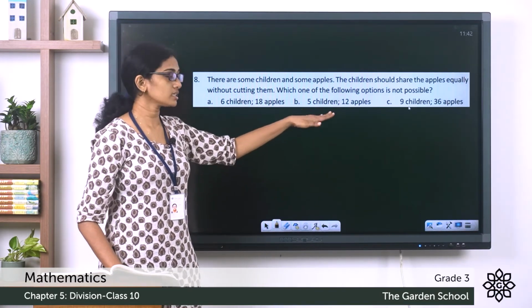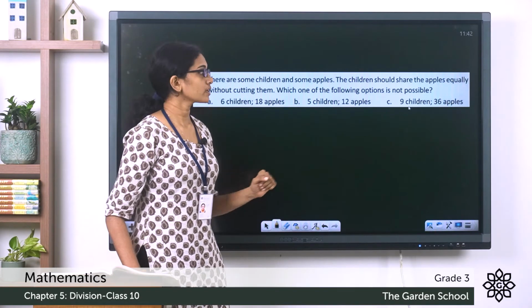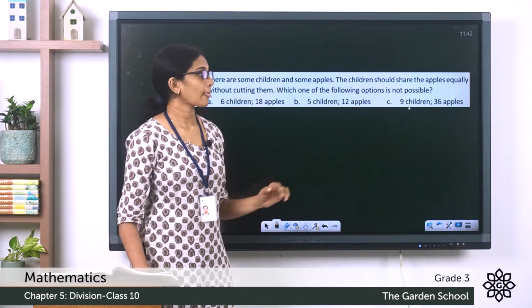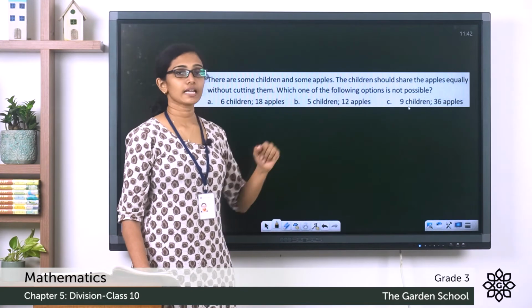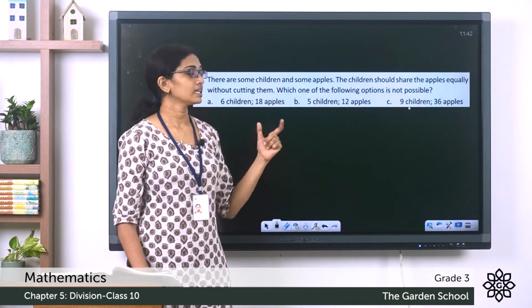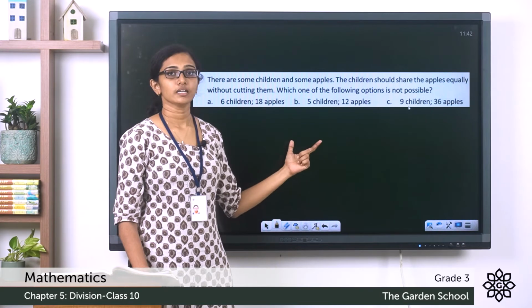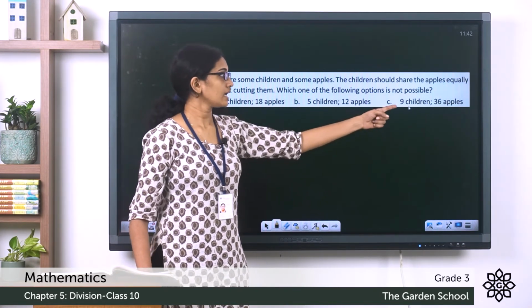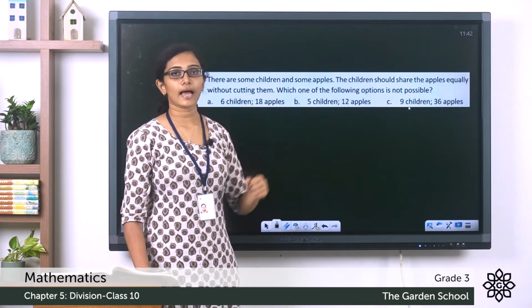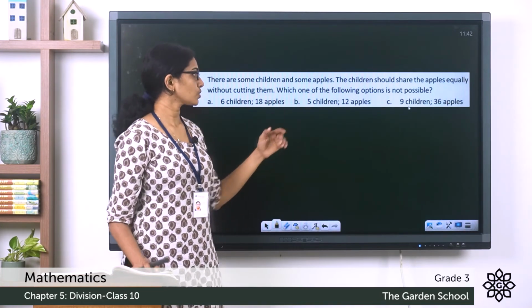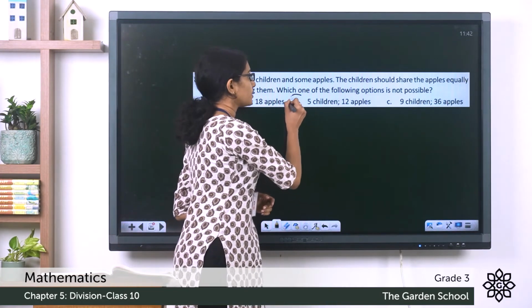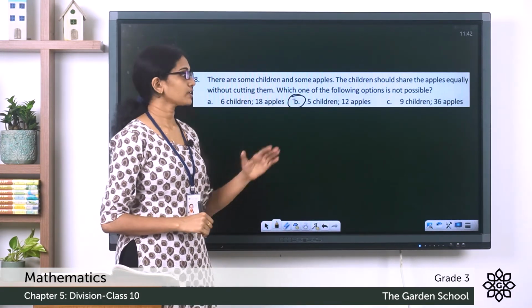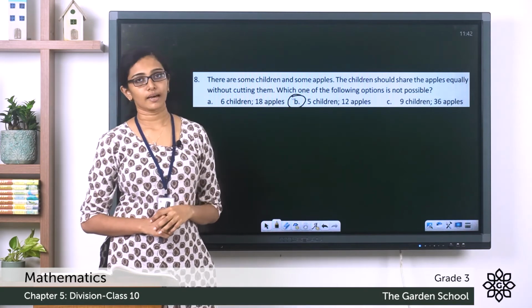So let's consider this and see the next case as well. Option C, 9 children and 36 apples. So can you divide 36 by 9 completely or equally? 36 divided by 9 is equal to 4 because 9 fours are 36 and each child will get 4 apples each. So the only option that is not possible in this case is 5 children, when you have 5 children and you have 12 apples. Clear?